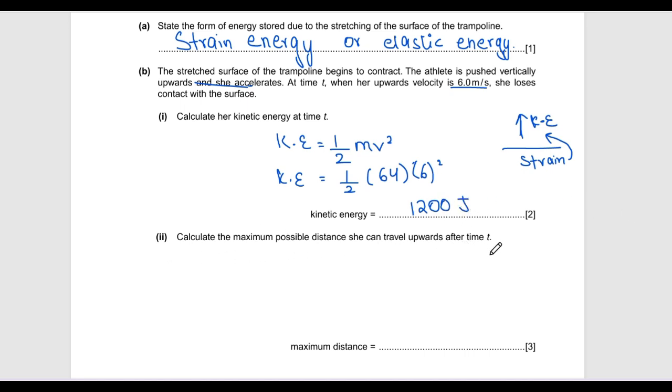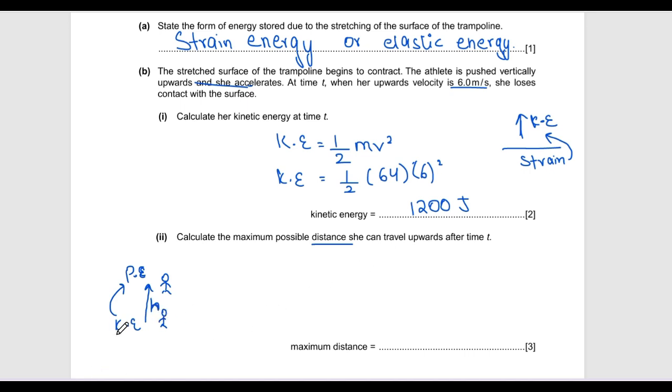Now calculate the maximum possible distance that the girl can travel in time t. We know that when the girl started moving upward, she has kinetic energy that was gained from strain energy, and when she starts moving upward, all of her kinetic energy is going to be converted into potential energy. When she reaches her maximum height, then she'll start coming back. So we have to calculate the maximum height, that means the maximum distance she reaches.